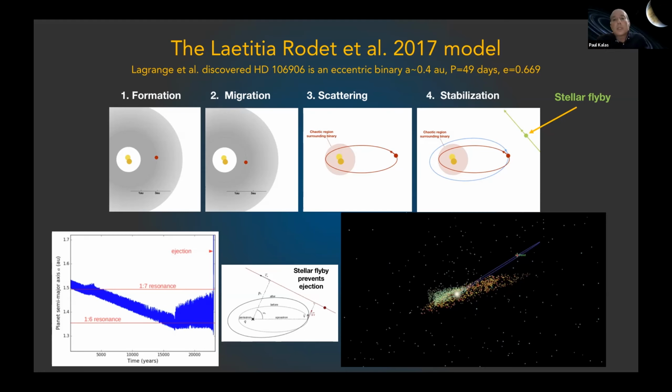So we were interested in testing two aspects of this model empirically. First, to search for these stellar flybys, and then to see if we could determine the orbital elements of 106906b, which at this stage is completely unknown. All we know is the projected separation of the planet from the star.